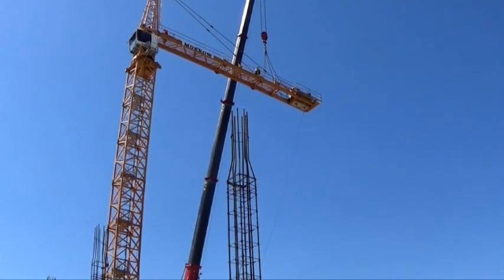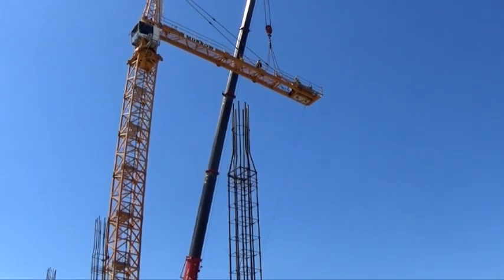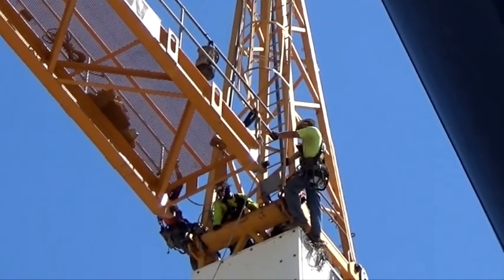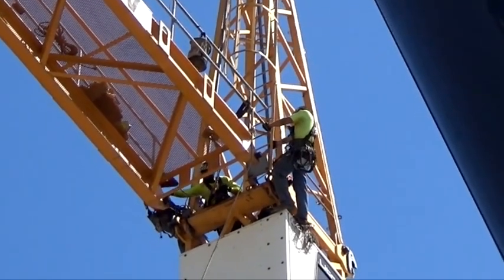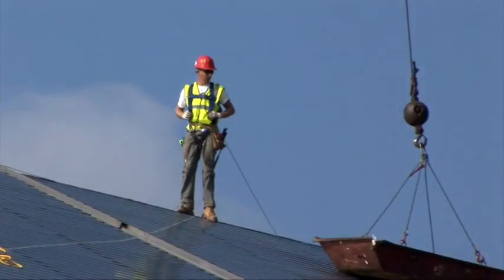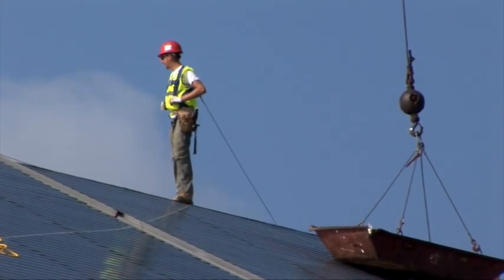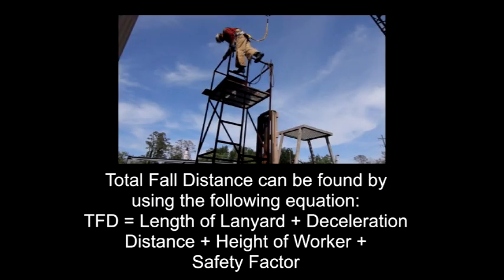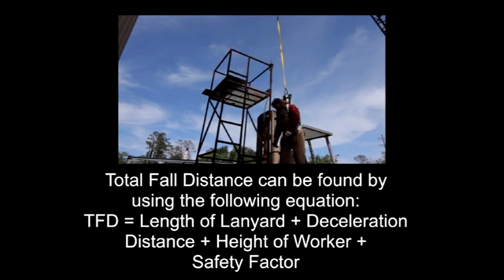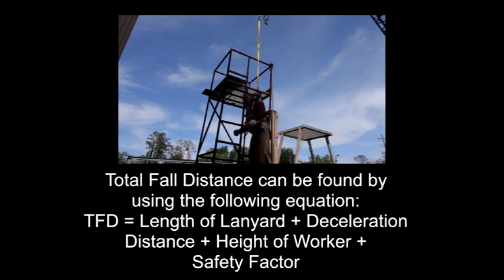Calculating total fall distance, or TFD, is as necessary and important as using the proper body harness, lanyard, connectors, and anchorage point. TFD is the distance between the anchorage point and closest obstruction. Total fall distance can be found by using the following equation. TFD equals length of lanyard plus deceleration distance plus height of worker plus safety factor.